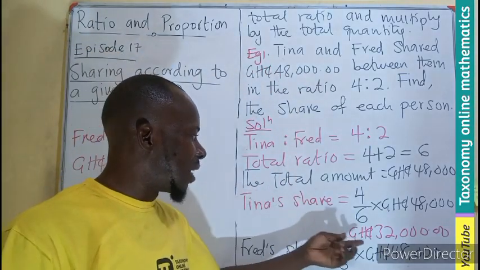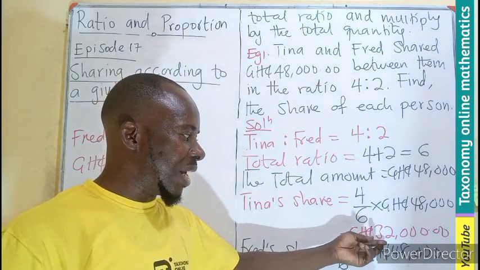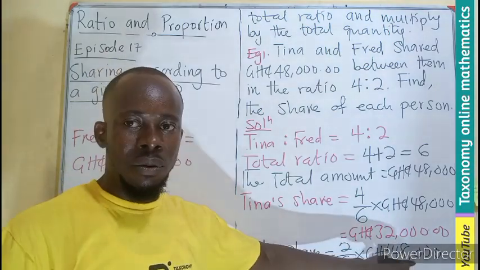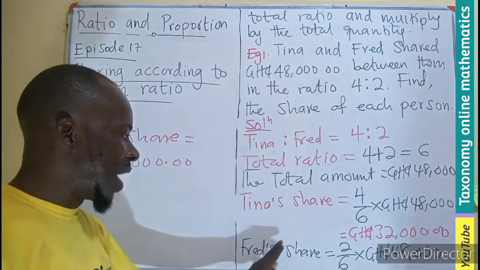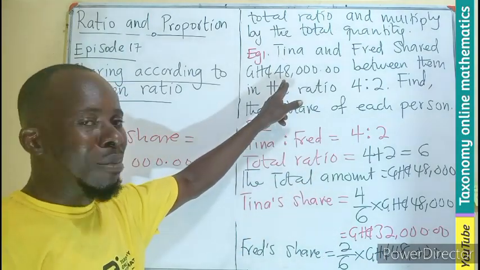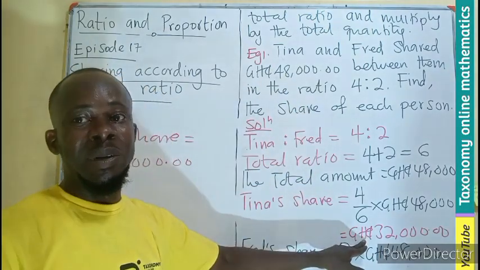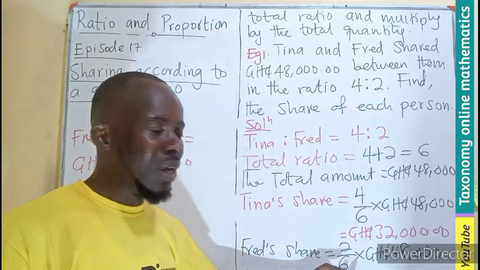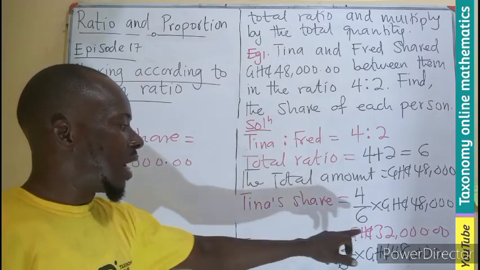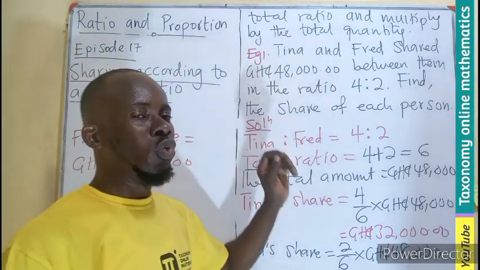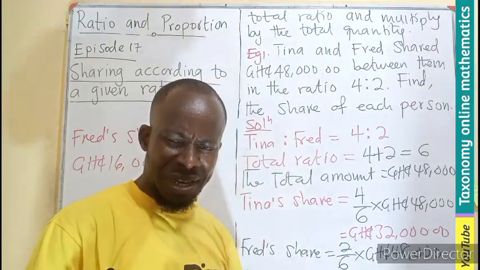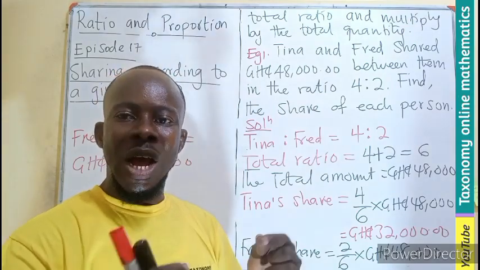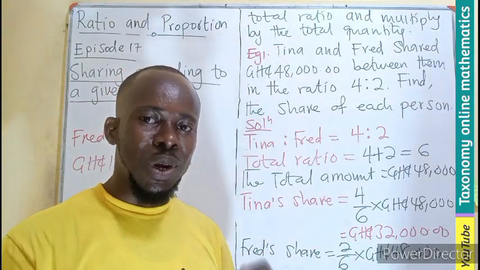So after getting Tina's share, we can just subtract the 32,000 from 48,000 without going through this calculation. I only say Fred's share is going to be the total amount to be shared minus what the first person takes. We are only 2. I take the remaining, or I also calculate, then you make sure and see that after everything, if you add, you get what you are asked to share. I believe with this introduction, we are able to grasp the concept of sharing a quantity according to a given ratio.